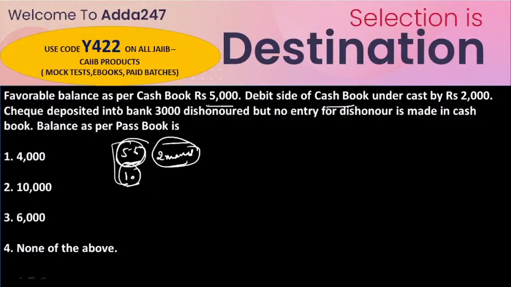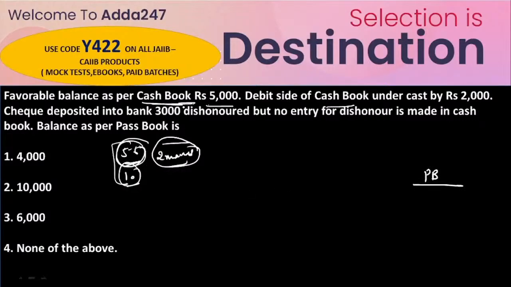In this chapter you have to understand how a person makes the cash book entry, how a bank maintains its entry, and what kind of mismatch can happen. That's why it is a very important chapter from the exam point of view. So whenever a balance is given, like if the cash book balance is given, that means we have to find out the passbook balance.